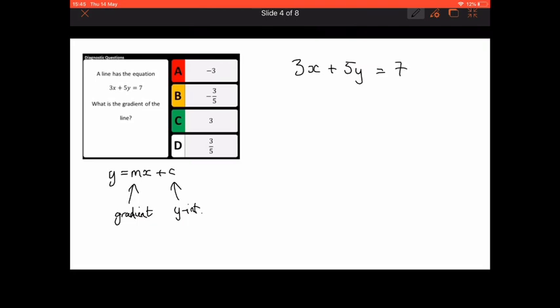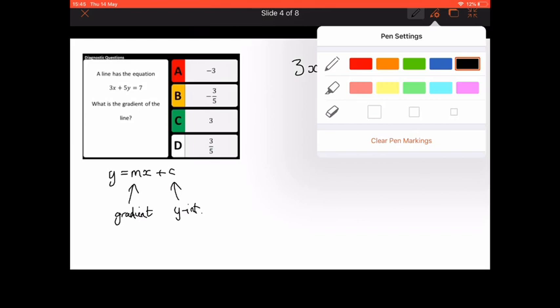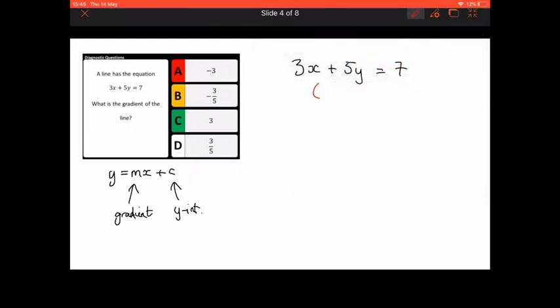I'm going to try and keep the y's on their own, so I will subtract 3x from each side, and that will leave me with 5y equals -3x plus 7. And then I want it in the form y equals mx plus c. We've got 5y, so now I need to divide each side by 5.